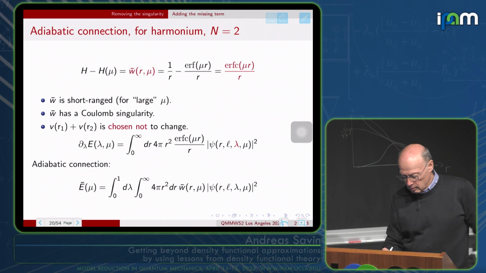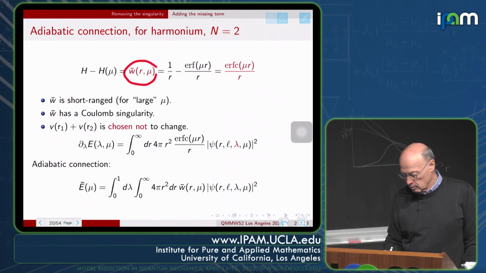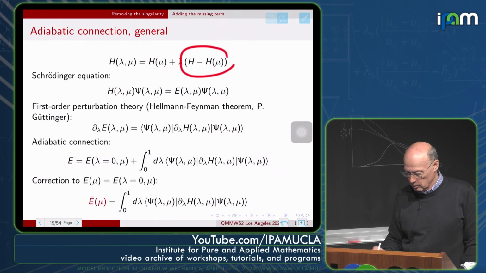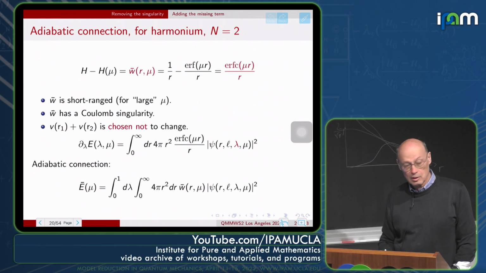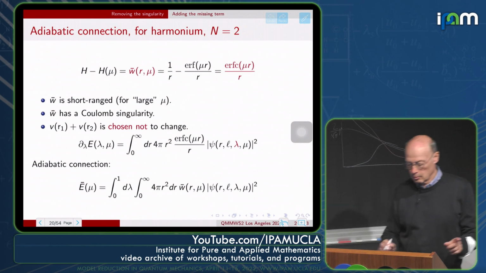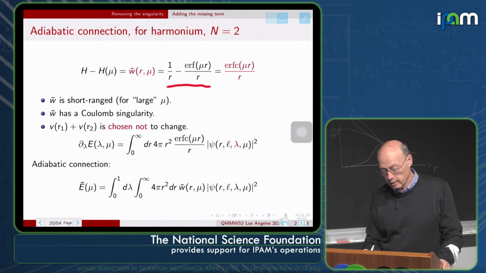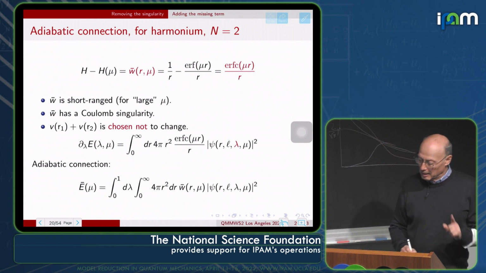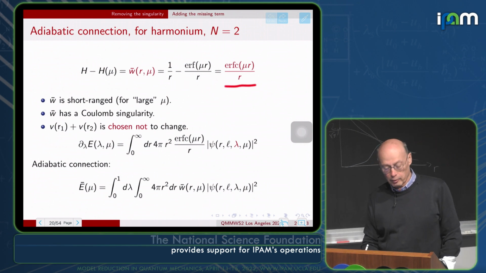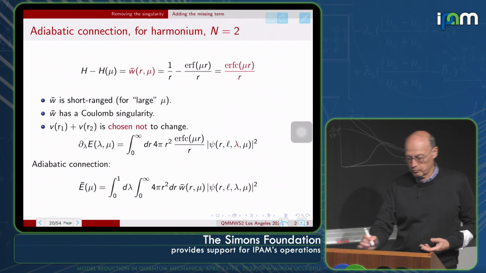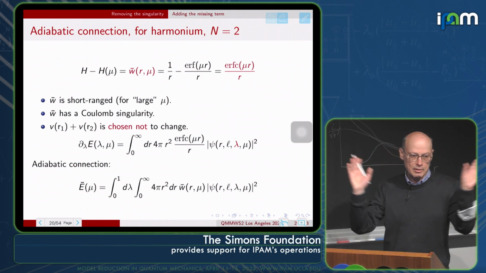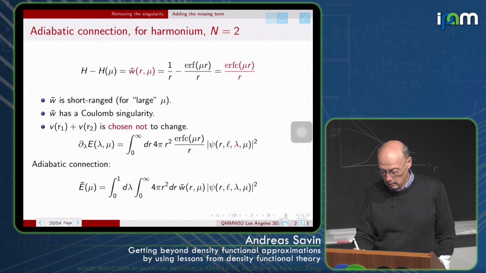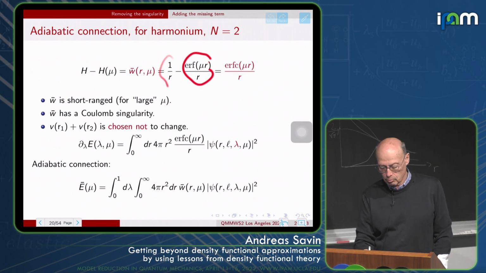So again, the operator that is missing is the difference between the Coulomb operator and this operator that shows up here. The difference between the Coulomb interaction and the error function, so it's a complementary error function. If mu is sufficiently large, what this means, I don't know, it's just defined in the proper way. This is short range. It has a Coulomb singularity. See, this does not, but this does.